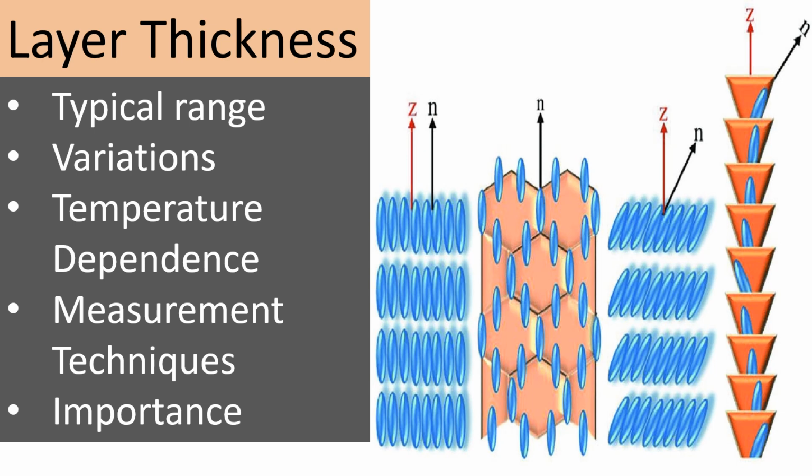Temperature dependence. The layer thickness of smectic A material is also temperature dependent. In general, as the temperature increases, the layer thickness tends to increase slightly due to thermal expansion.